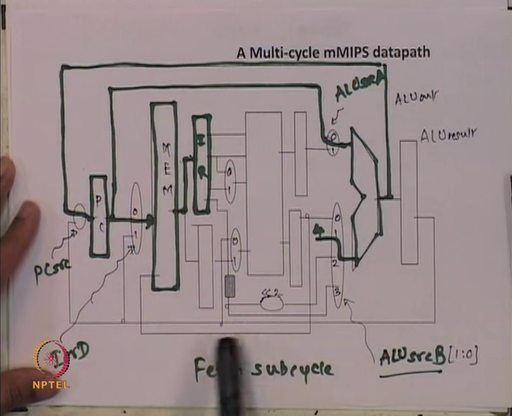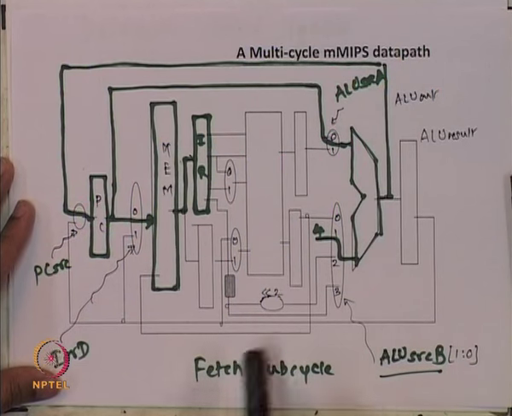So please make a note of these names that we have chosen for these multiplexers, and we have just finished showing the fetch subcycle, the portion of the data path that is active.